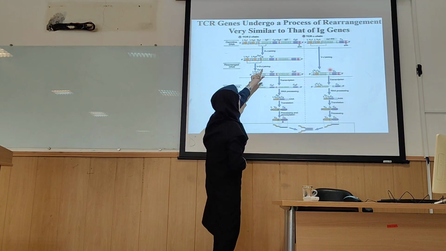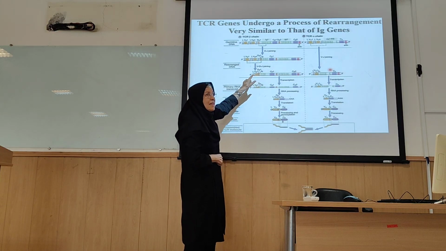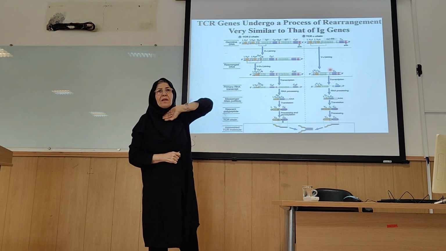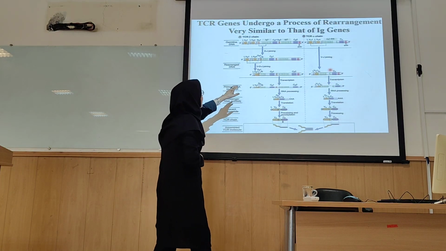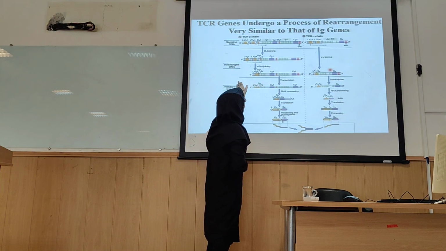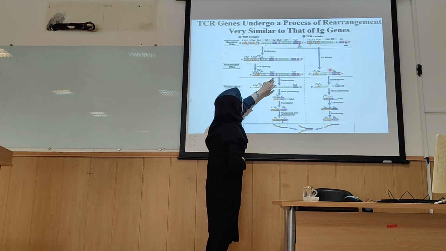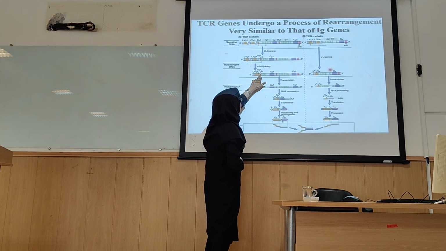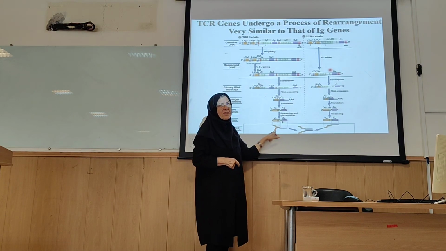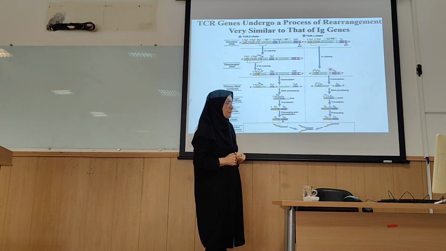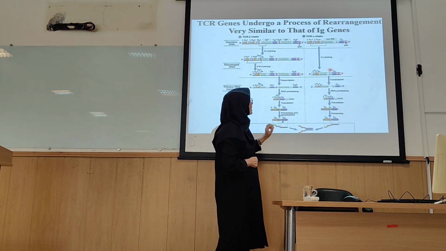binds to the one segment that encodes the constant region of the TCR, and after that the mRNA transcript from the constant beta and the rearranged VDJ, the beta chain is produced.